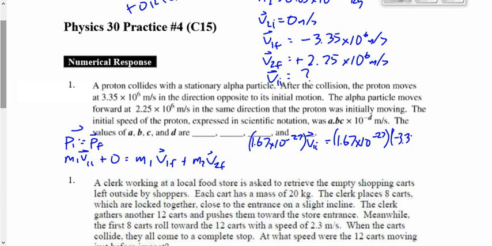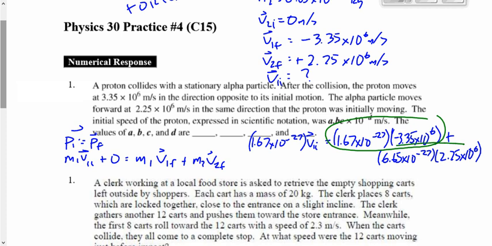Negative 3.35 times 10 to the 6, plus M2, which is the mass of the alpha particle, 6.65 times 10 to the minus 27, times V2F, which is positive 2.25 times 10 to the 6 meters per second. So here's what you should do. Get this number. It'll be negative. Get this number. It'll be positive. Combine them. Add the two together. And that's going to give you a number on the right-hand side. Then take this number over by dividing. So combine the right side, get everything there, take that number over by dividing.